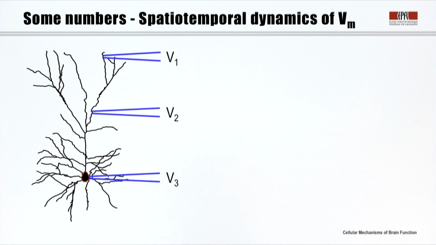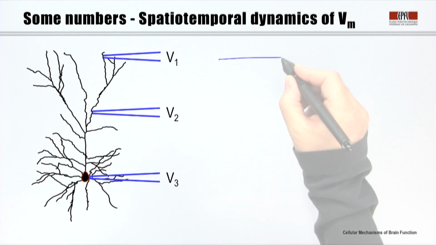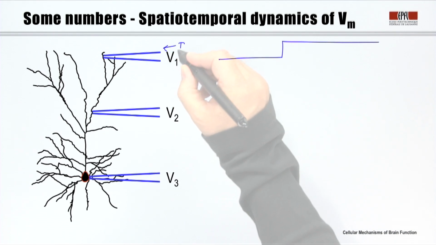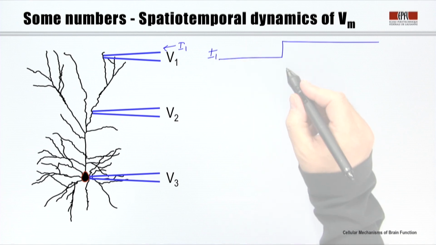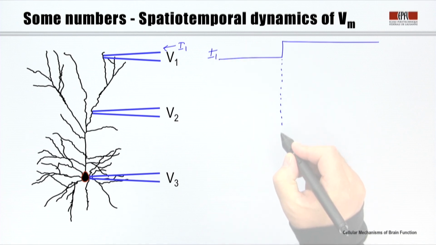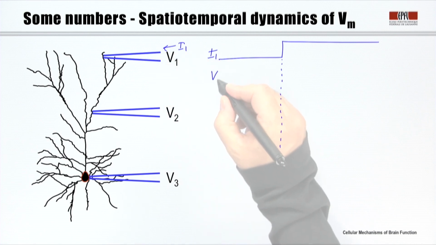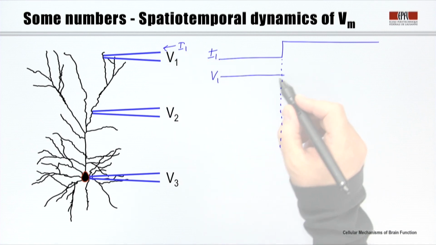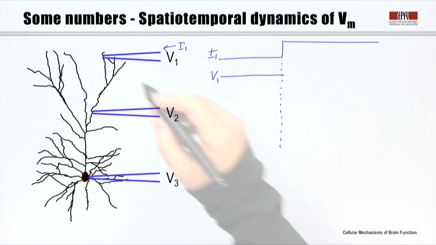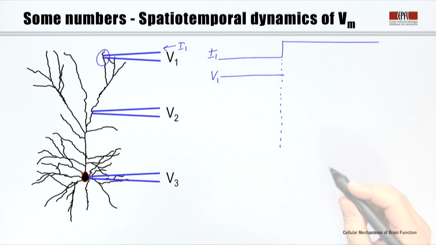Let's consider a situation where we have 3 recording electrodes placed across the arborization of a given neuron. At each electrode, we record the membrane potential at that location, and let's see what happens if we inject current into location 1. Let's take a given point in time where we begin to inject current. At recording electrode 1, location 1 in the dendritic arborization, we're very close to where the current is being injected. There's only a small surface area here.